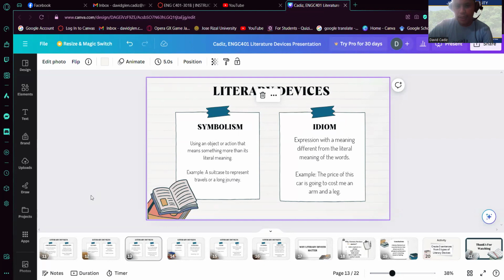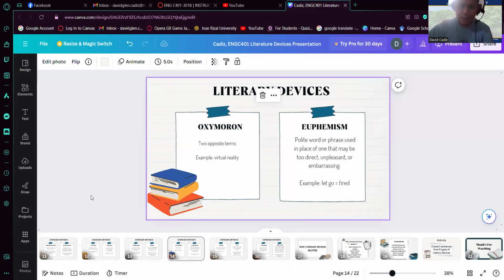Next is symbolism and idiom. Symbolism uses an object or an action that has more meaning than its literal meaning. An example would be a suitcase representing travels or a long journey, or light representing enlightenment. For idiom, it uses an expression with a meaning different from the literal meaning of the words. This is specific to certain languages. For example, the price of this car is going to cost me an arm and a leg. An arm and a leg is an example of an idiom, which means expensive.